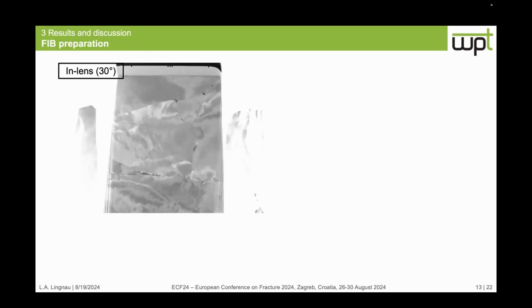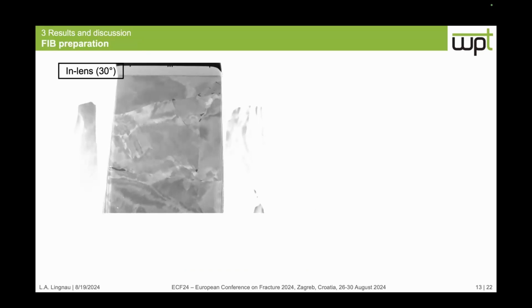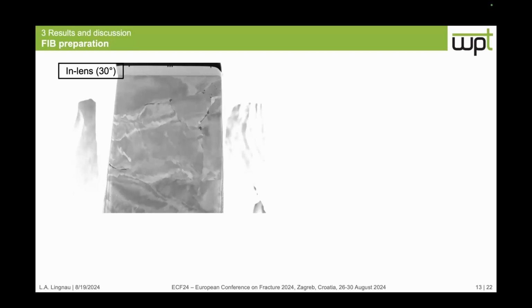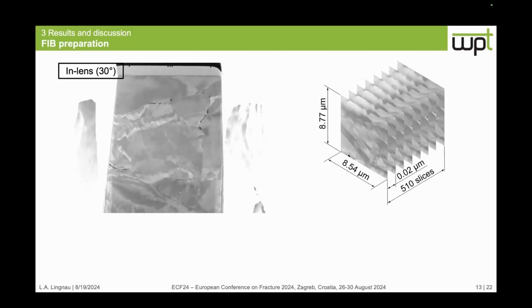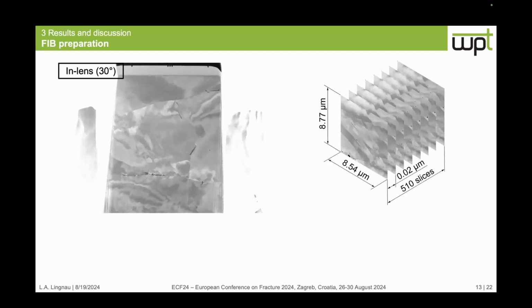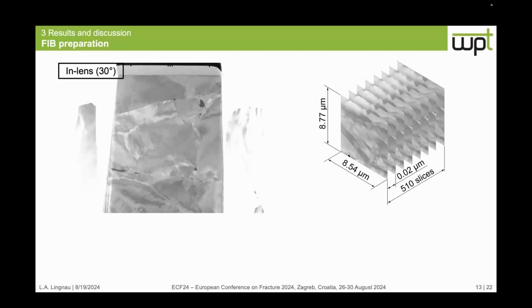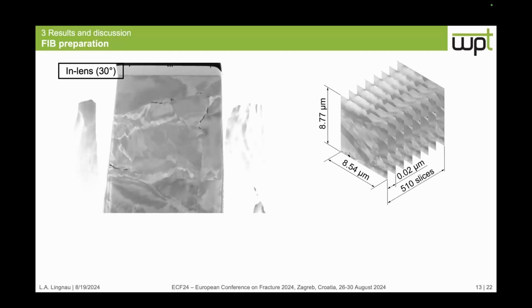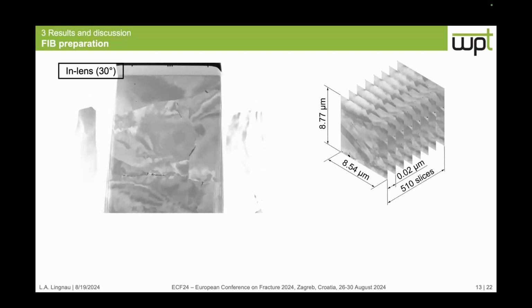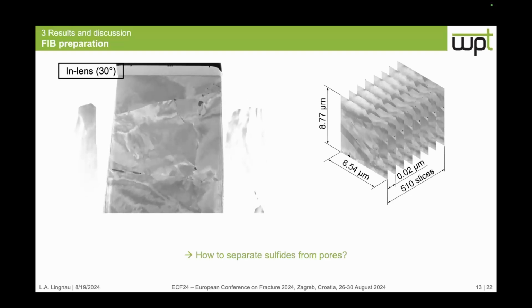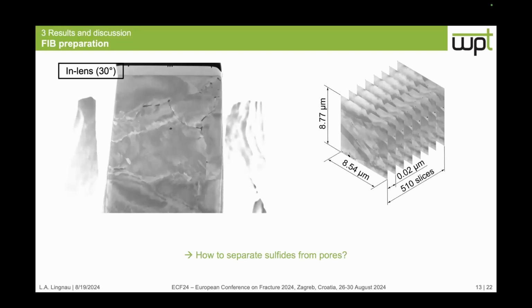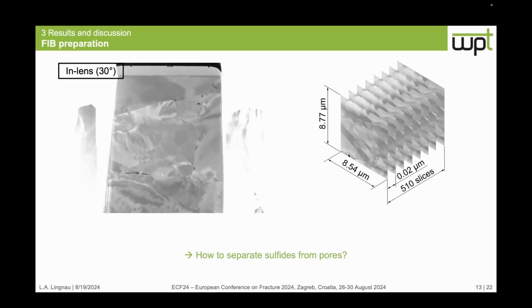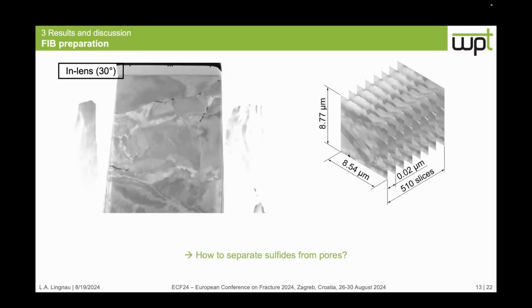For that, we had a new idea where we use the FIB-SEM and ablate 20 nanometers of the material and take new pictures. We repeat this many, many times, in this case 510 times. And with this information, we try to get an idea about the distribution in the volume. But the other important thing is how to separate the sulfides from the pores, because they're different and we want to get the numbers for both.